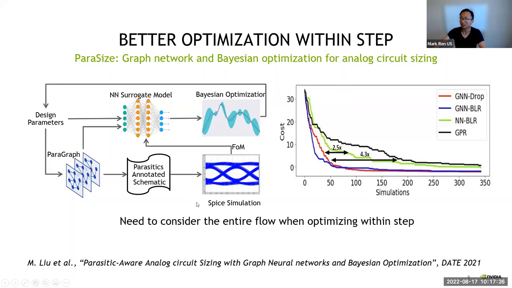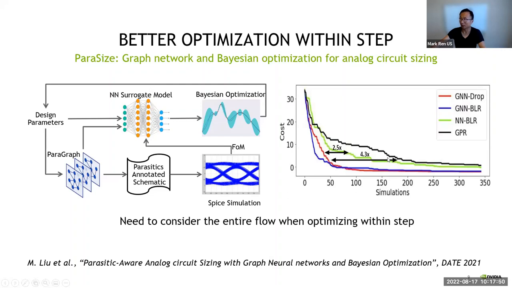So we need to basically consider those parasitics when we're actually doing the sizing. That's why we use neural networks, graph networks, in both the surrogate model as well as specific prediction. That will give us a good model for the optimizer.